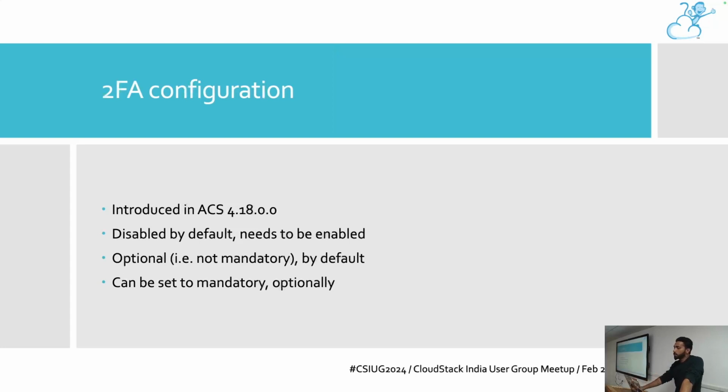So, coming to the configurations, this is disabled by default, so we have to enable it. That's optional, it's not mandatory, but once it is enabled, I get an option to mandate it. After I configure the two-factor authentication at global settings or domain level settings and enable that, I choose to make it mandatory. Once I make it mandatory, all the users under the domain, or if it is a zone level setting, all the users have to set up the two-factor authentication. So, that is like insisting all the users to make their accounts secure.